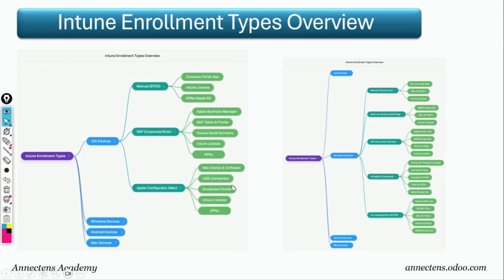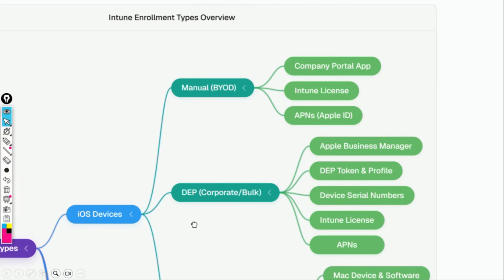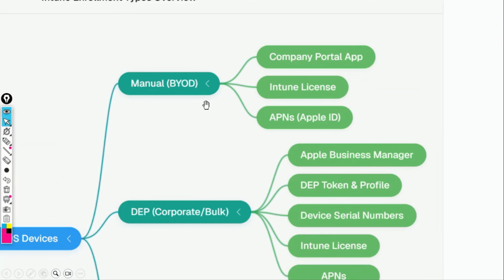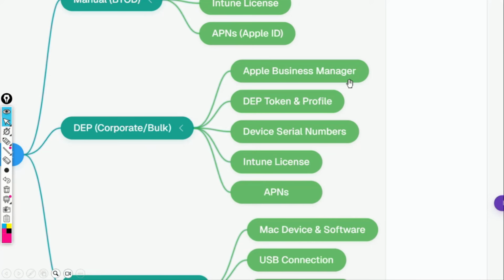Next, I just have a breakdown. If you're doing Intune devices with a manual method, so BYOD, we require a Company Portal, an Intune license, and APNS, which means your Apple ID. Once you set the Apple ID, the APNS service will start. For DEP profile, especially for corporate and bulk provisioning, we require Apple Business Manager access, a DEP token and profile, device serial numbers, and a license and APNS service. The APNS service will be active as soon as you set the connection. I'll show you where to go and set it up.